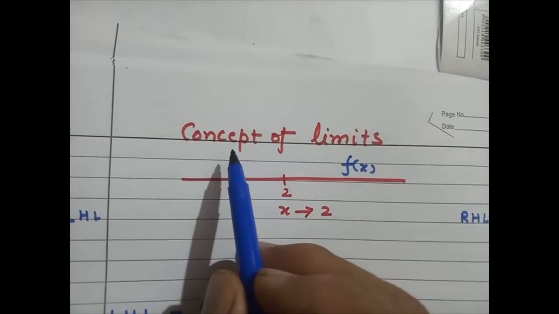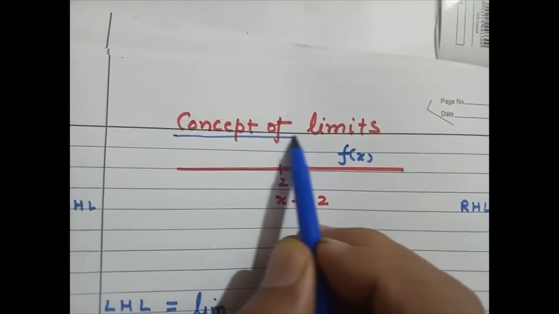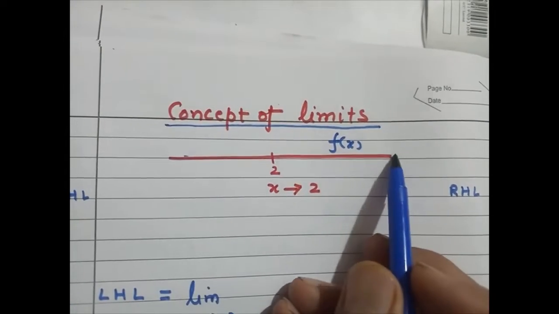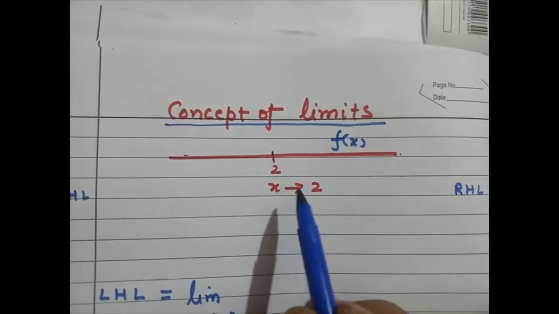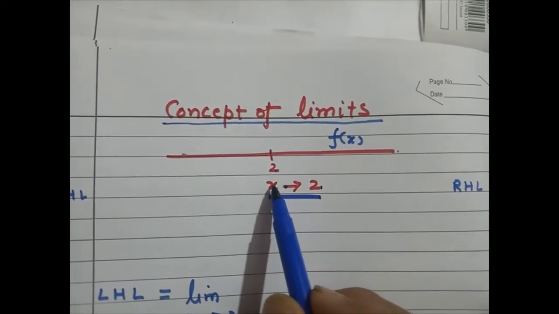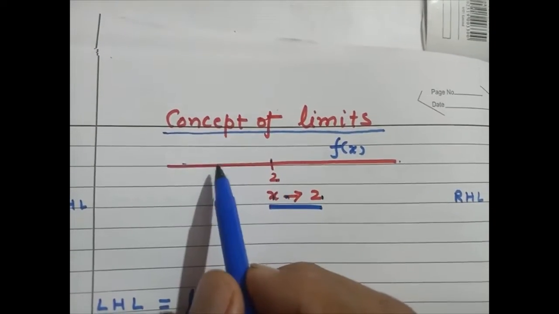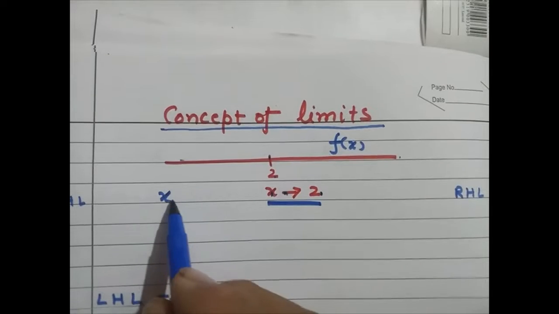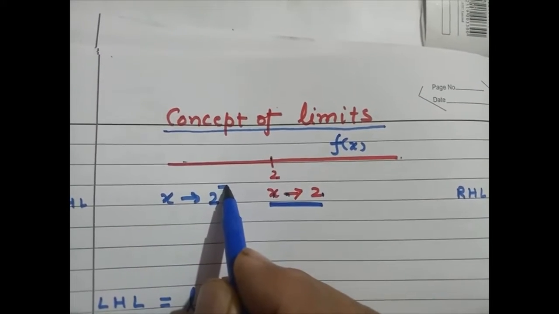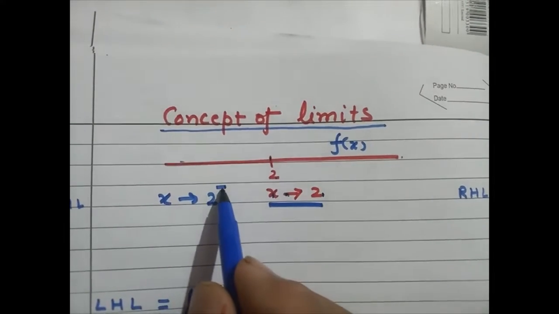Now, before we understand the concept of continuity of a function, let's revise the concept of limits. We have this particular number line, x equals 2 is here, and if we say x approaches 2, or x tends to 2, it means the value of x is approximately 2. On the left hand side, the value of x would be less than 2, which can be denoted as x tends to 2 minus. The minus indicates that x is slightly less than 2.